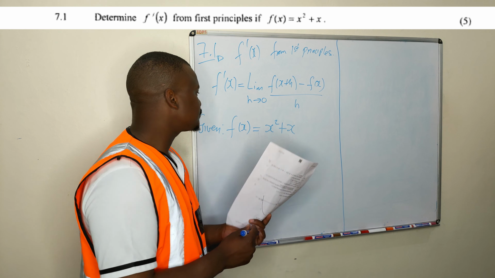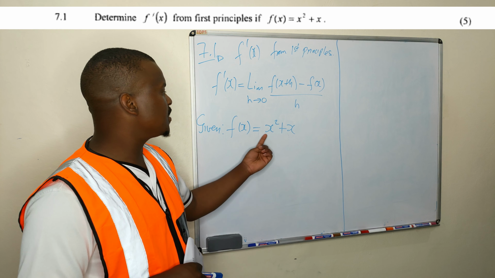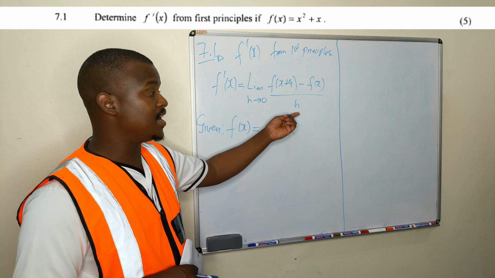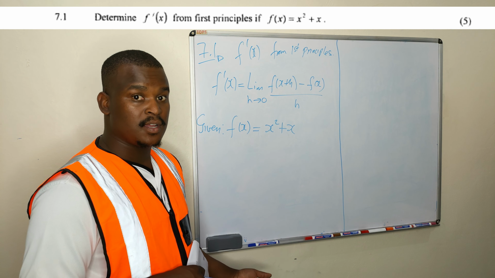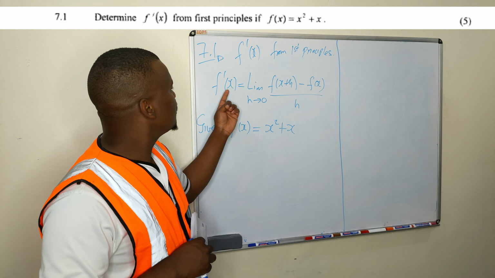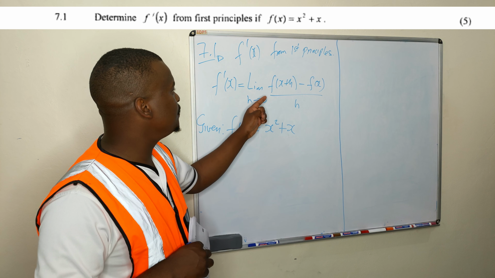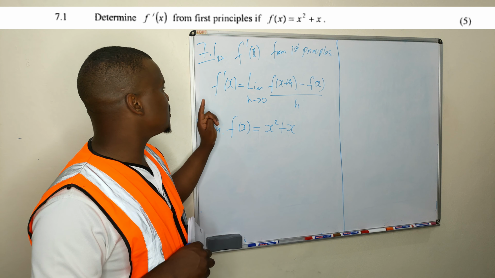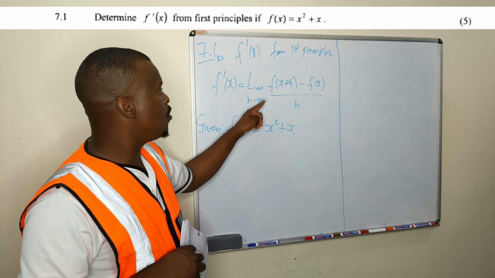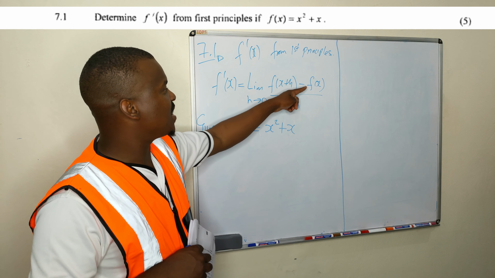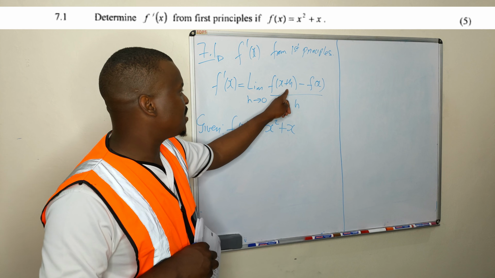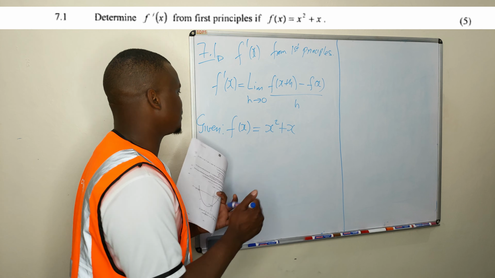So you are given that f of x is equal to x squared plus x. So they want you to find the derivative using the limit, the derivative definition. That's what they are asking you. So the first thing that you do, you can see here that you have a formula. Your definition said f prime of x is equal to the limit as h approaches 0 of f of x plus h minus f of x all over h. So you have f of x, that part. The part that you need to find is this one, f of x plus h.